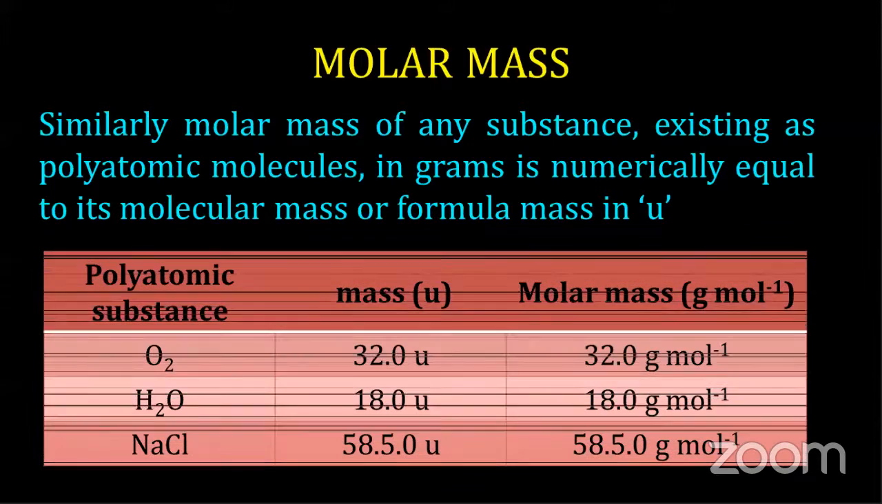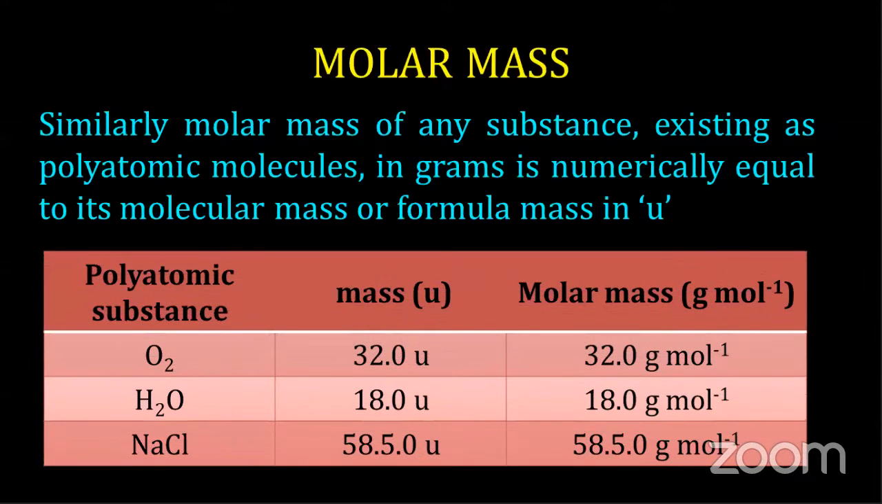Now, for example, my dear student, polyatomic substance. I am taking O2 molecule. When I say poly, poly means many, more than two. O2 contains 2 oxygen atoms, H2O contains 3 atoms, NaCl contains 2 atoms. So O2 ka mass 32 unified mass, H2O ka mass 18 unified mass, NaCl ka molar mass 58.5 unified mass.